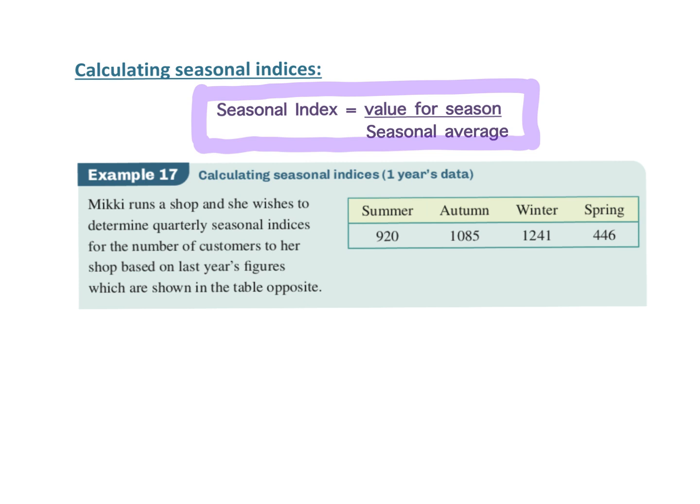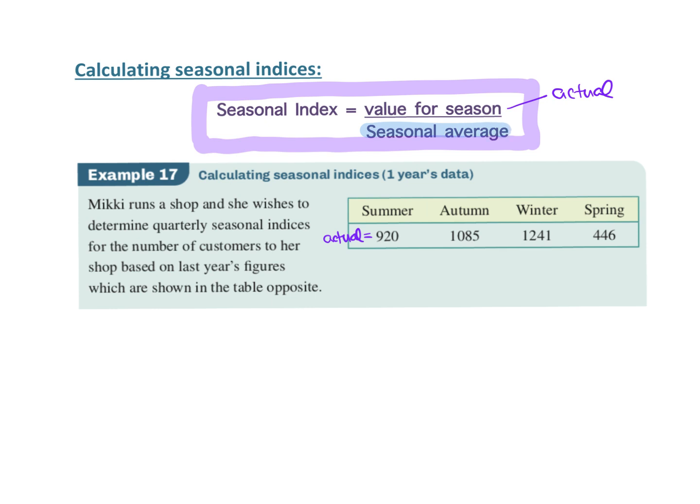So here's an example. Mickey runs a shop and she wishes to determine the quarterly seasonal indices for the number of customers to her shop based on last year's figures, which are shown in the opposite table. If you look at the formula, I'm going to have to find 4 seasonal indices because she's got 4 seasons. The formula says the value of the season, sometimes we call that the actual, and that's along here. We've been given what actually happened here. But then you have to divide by the seasonal average.